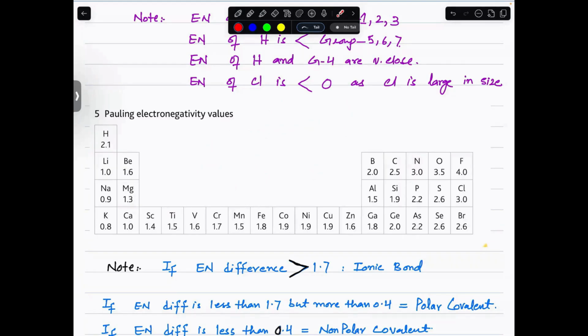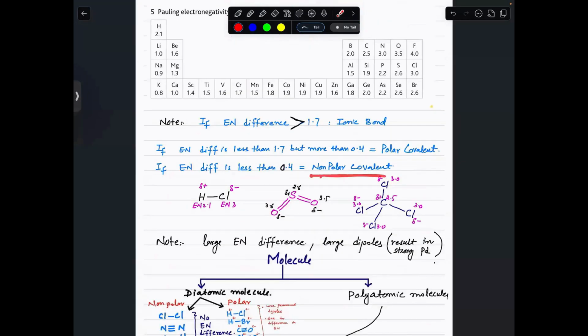Like, look, is there hydrogen given? Yes. If you look, 2.1 and 2.5. So how much is the difference? 0.4, right? So it is considered to be what? Non-polar. No permanent dipoles.